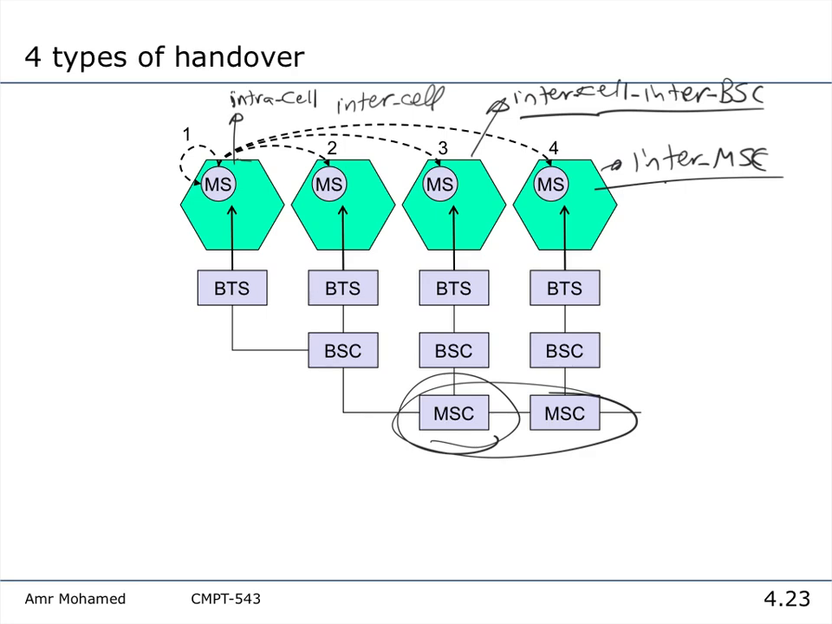So that's another overhead. When we move from one base station to another, the overhead is more. When we move from one city to another, the overhead is more. So these are different levels which come with different levels of overhead. Any questions?